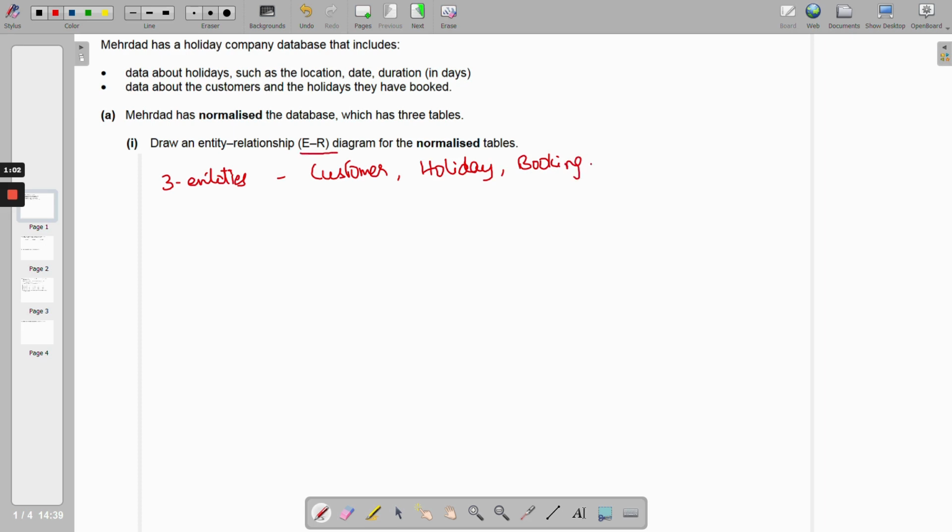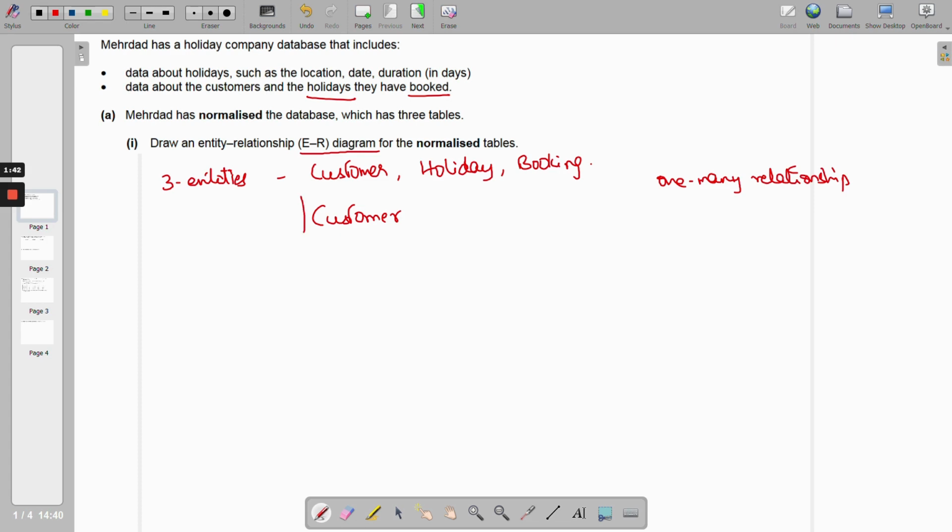So when you talk about the ER diagram, this diagram will explain the relationship between each entity. Now, if you look at the customer, customers book holidays, right? So for each customer, one customer can have more than one booking. So there will be a one to many relationship between the entities customer and booking.